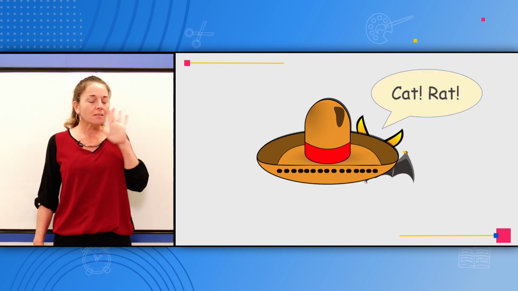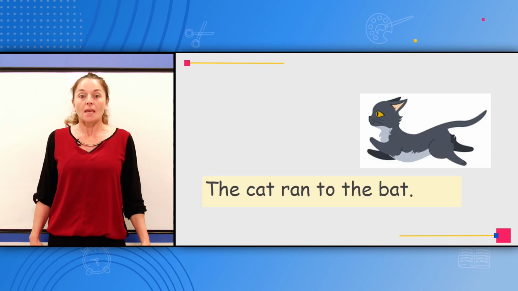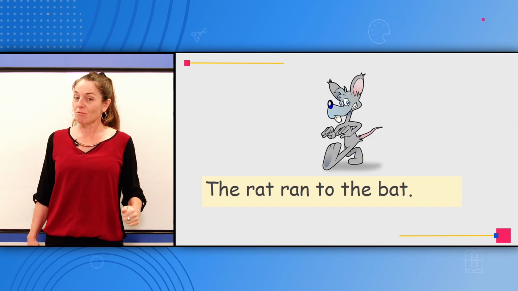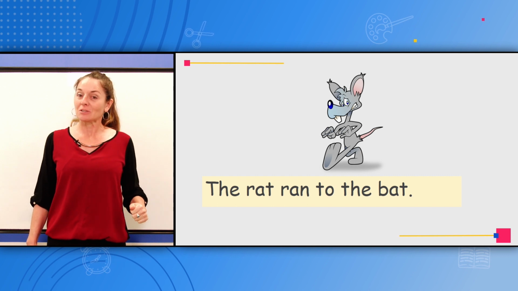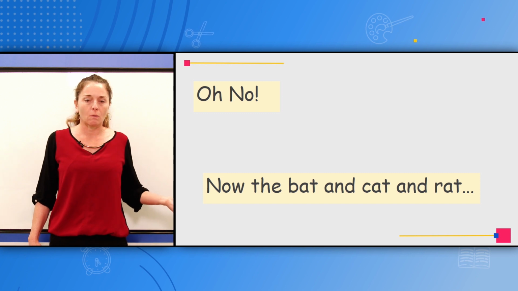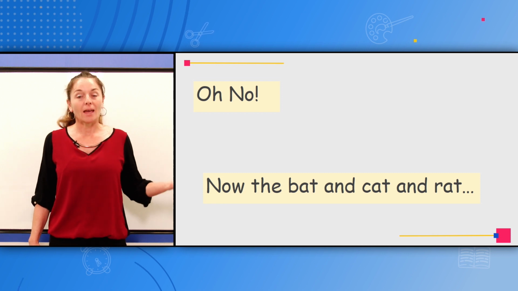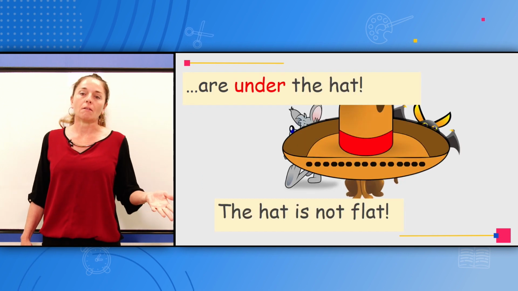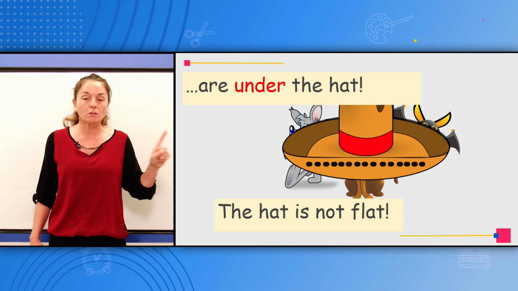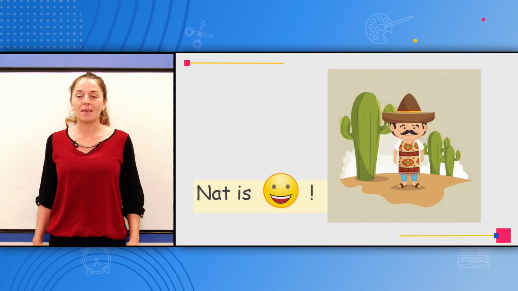Help! Cat! Rat! Help me! The cat ran to the bat. The rat ran to the bat too. Oh no, what happened now? Now the bat and the cat and the rat are under the hat. The hat is not flat. No, it's not. Nat is happy.